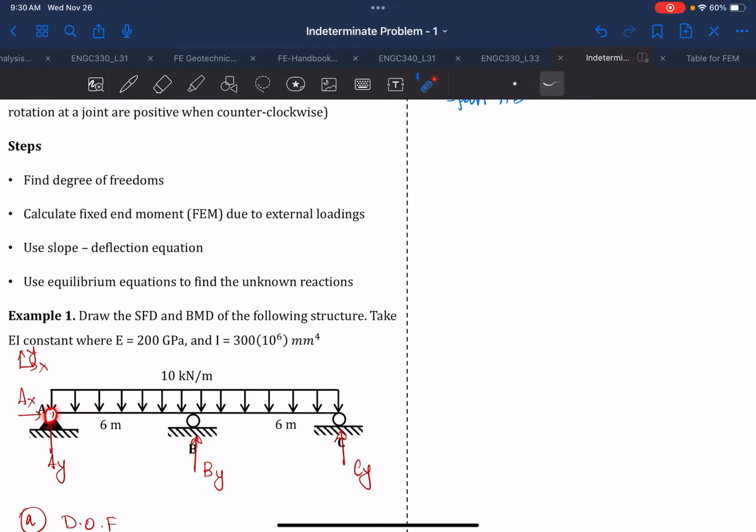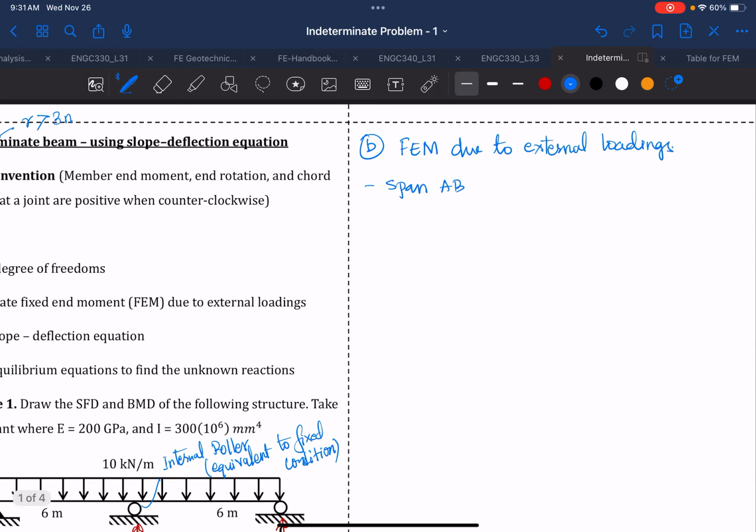and you'll see that A is a pin, but this is called your internal roller, and an internal roller will be equivalent to a fixed condition. So because it is an internal roller, it's equivalent to a fixed condition. Why? Because when you draw a bending moment of any internal roller, the moment will not be equal to 0. It will always carry some moment. So because of that, the internal roller or internal pin will be considered as a fixed connection.